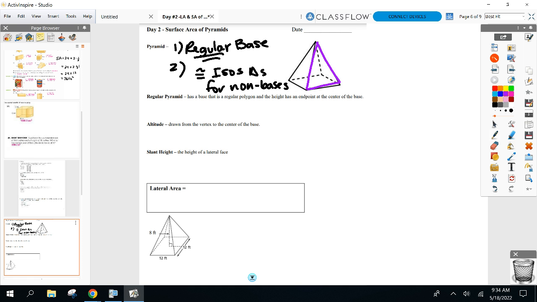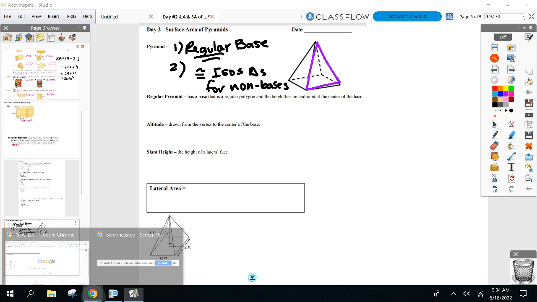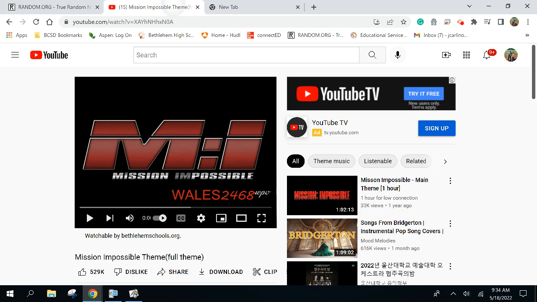Anybody ever see any of the movies, Tom Cruise, Mission Impossible? Kind of familiar with it? He does all these dangerous stunts all over the place, right? You have to get yourself into Mission Impossible mode. And here's what I mean when you think about both heights.